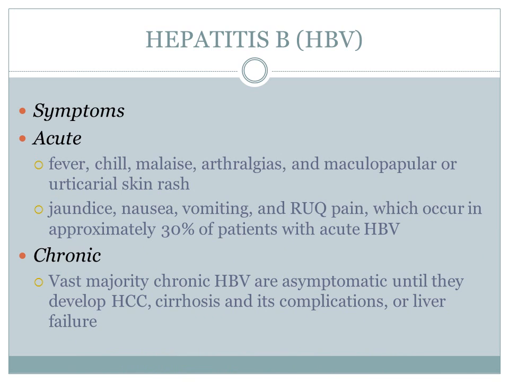With acute hepatitis B, symptoms may include fever, chills, malaise, arthralgia, and a skin rash. Jaundice, nausea, vomiting, and right upper quadrant pain occur in about 30% of patients presenting with acute hepatitis B. As far as chronic disease, most folks are asymptomatic until they develop carcinoma or cirrhosis or its complications, which include liver failure.